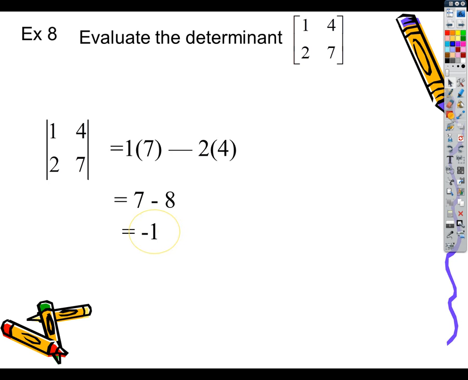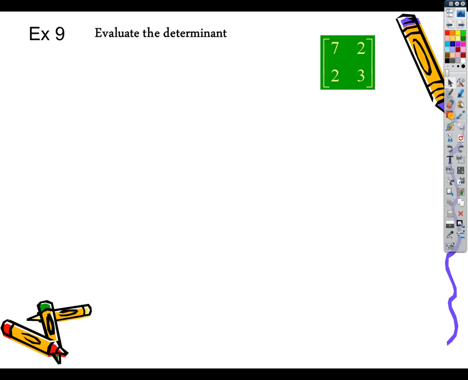Okay, that's all there is to it. Very, very simple. It's a little harder as you get into bigger square matrices, but very simple for a 2 by 2. So what's this one going to be? Just do it in your head. What are we going to get? Yeah, so 17, 21 minus 4. Good.